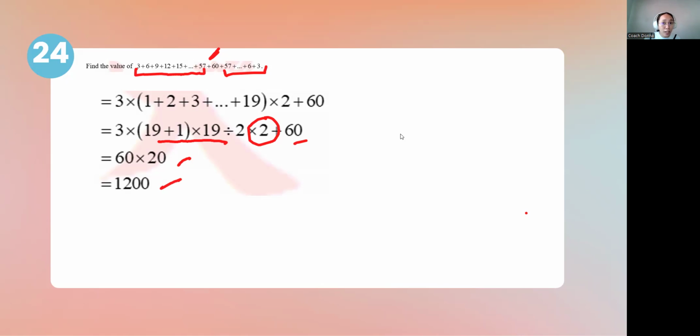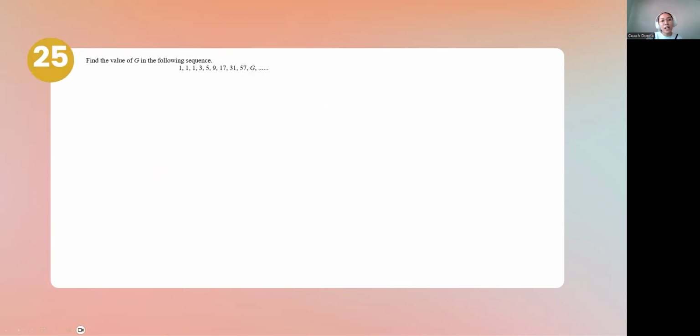So if none, let's proceed to 25. For number 25, find the value of g in the following sequence. So this one, we are adding the last three numbers, right? So 1 plus 1 plus 1 is 3. 1 plus 1 plus 3, that's 5. 3 plus 5 plus 9 is 17. So we just need to add the last three to get g.